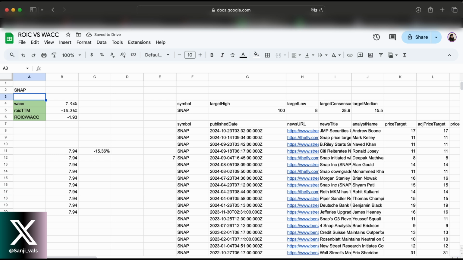And as you can see, it has a negative ROIC to WACC because it has a negative return on invested capital. As you can see here, return TTM stands for trailing 12 months. And that's how you can compare them and choose the stock with the highest ROIC to WACC ratio and highest growth potential. The stock whose target price exceeds its market price by at least maybe 15-20%.